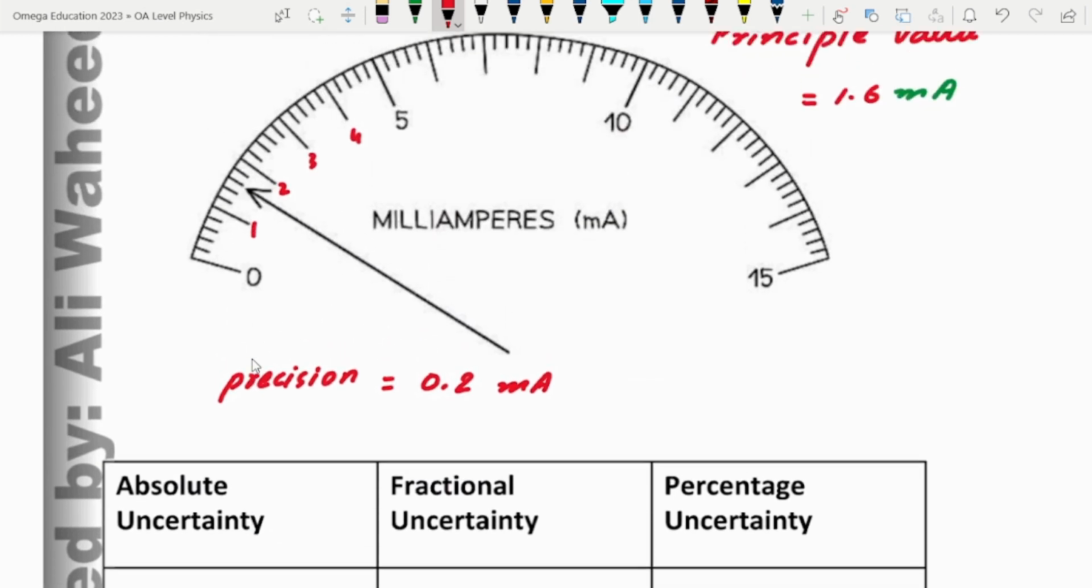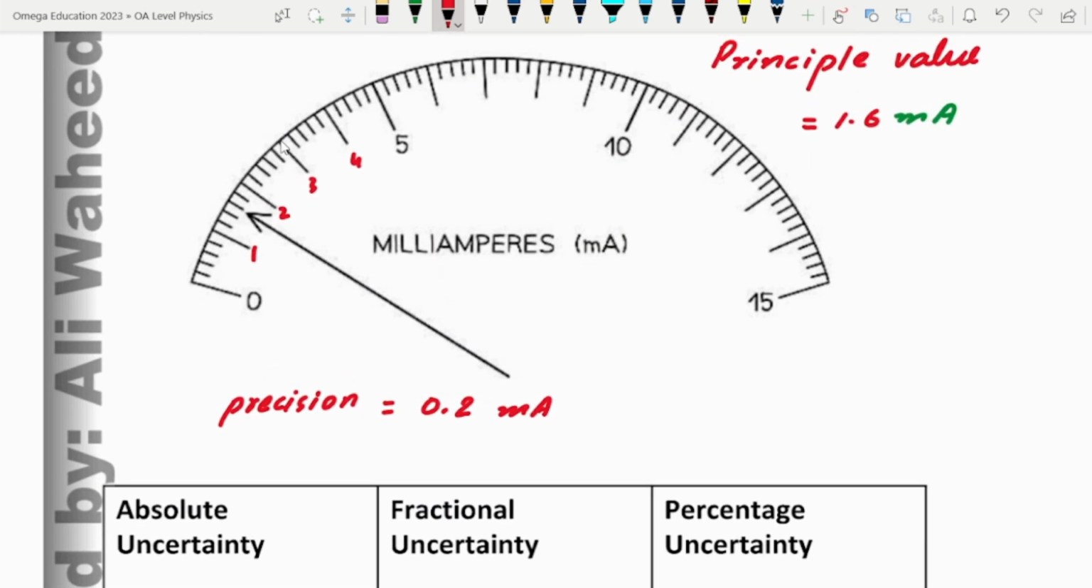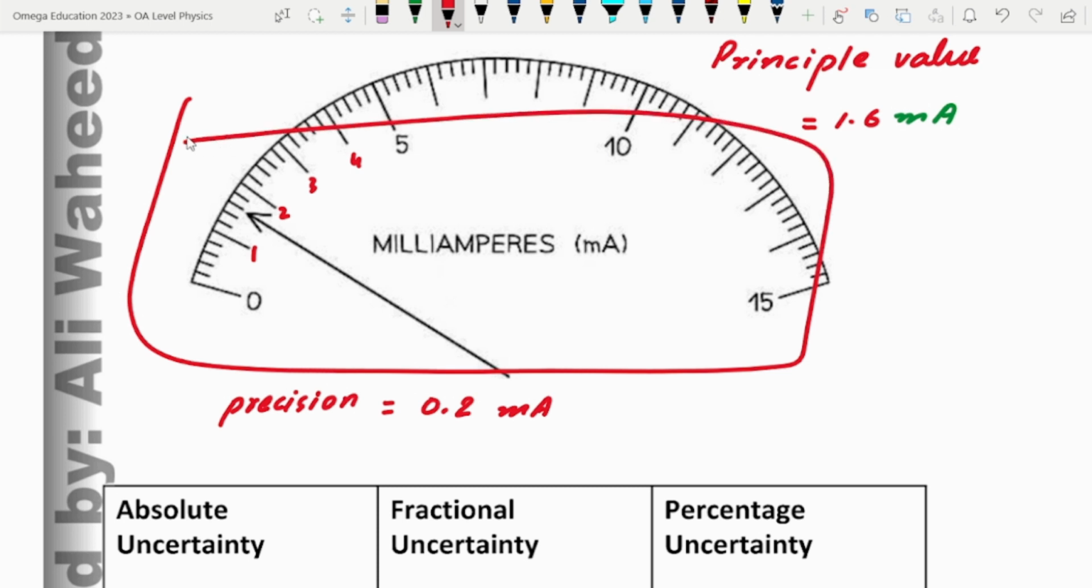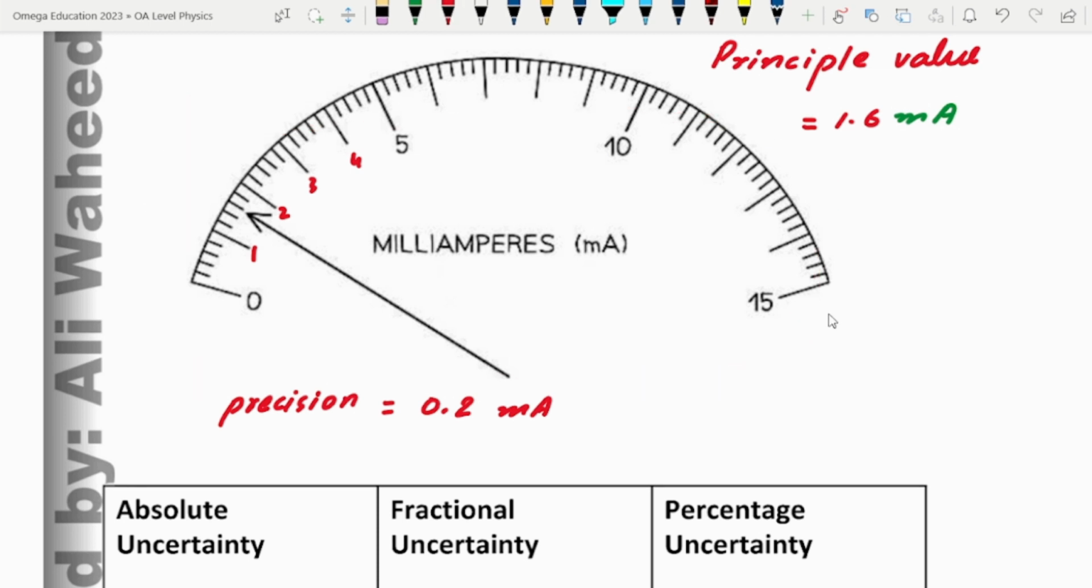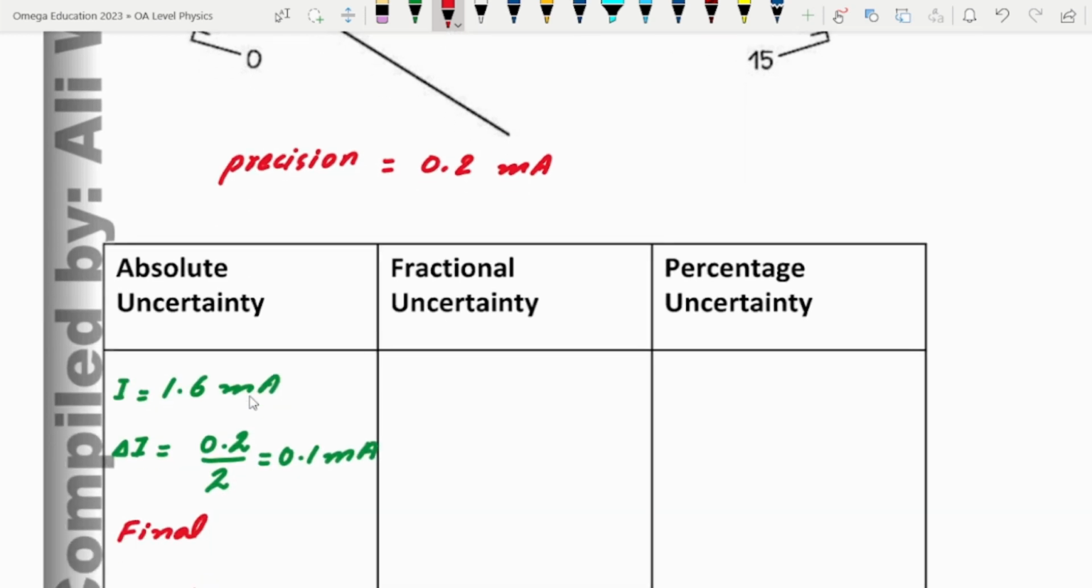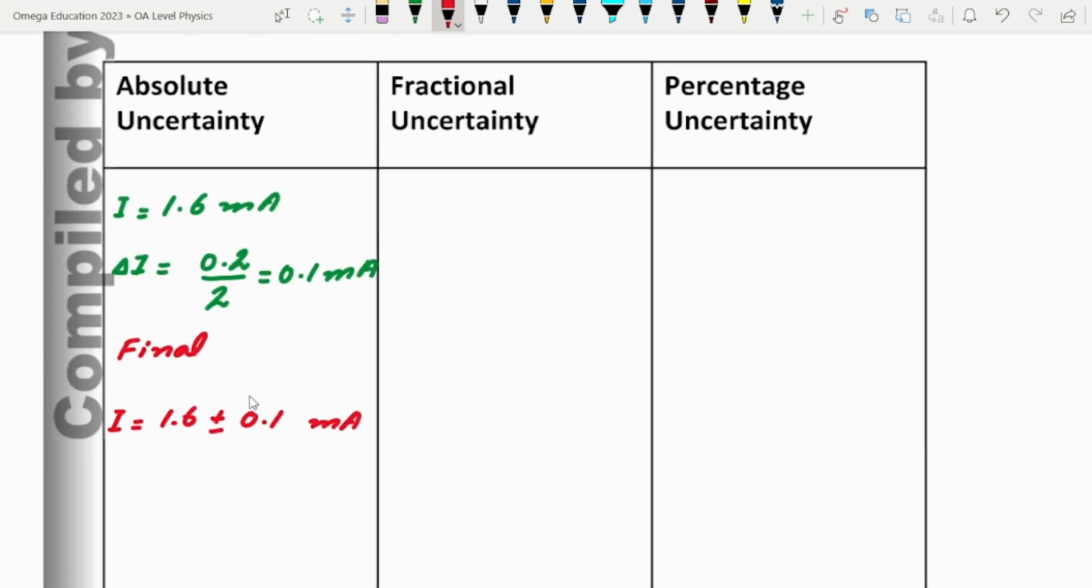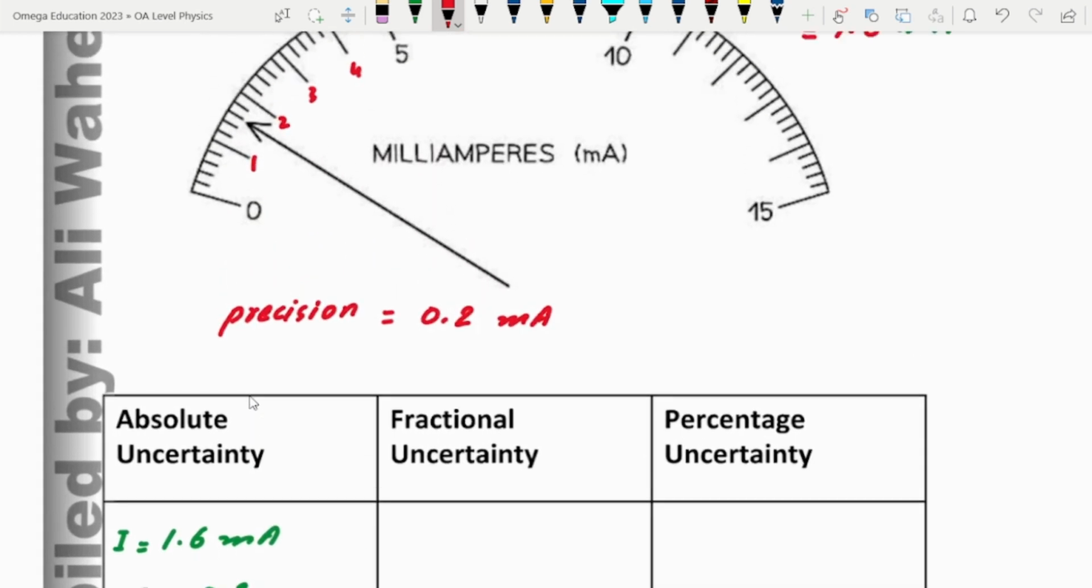So they can ask you this question. All they can do is give you this table, give you this data, and ask you to write the principal value along with the absolute uncertainty. The principal value you read from the scale, 1.6. Absolute uncertainty was found once you found the precision. You divided the precision by 2, you get the absolute uncertainty, and then you write it as principal value plus minus the uncertainty. Alright, the next thing is fractional uncertainty.